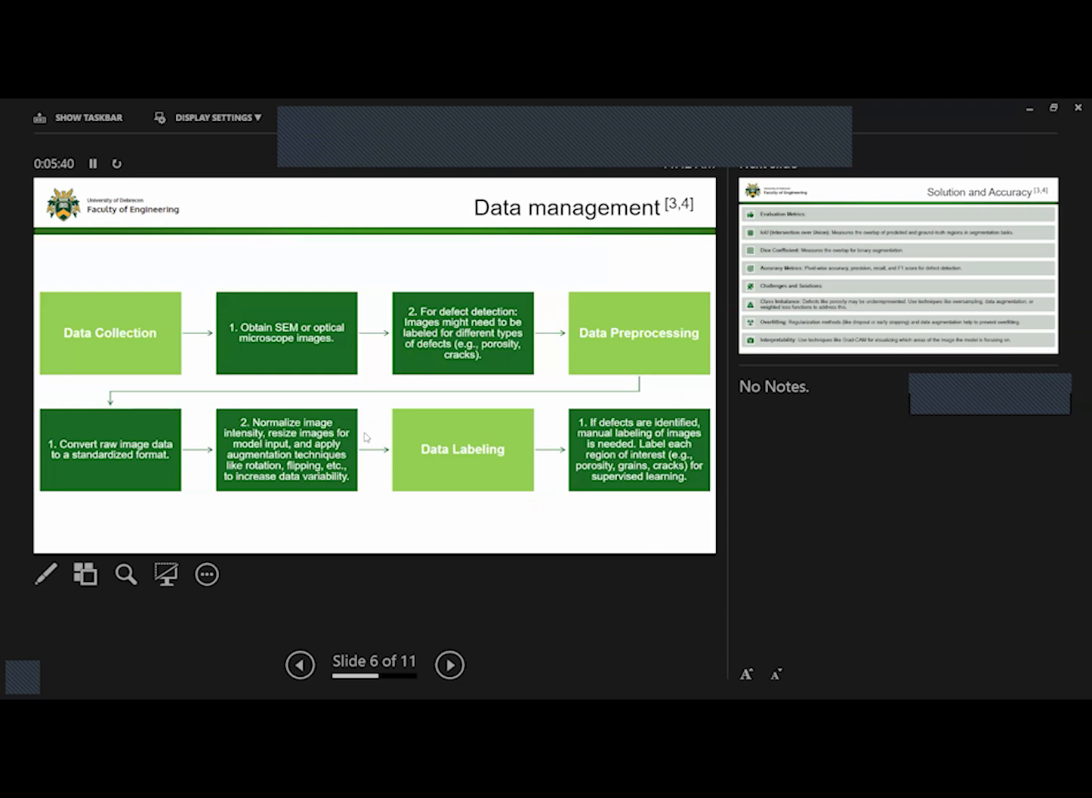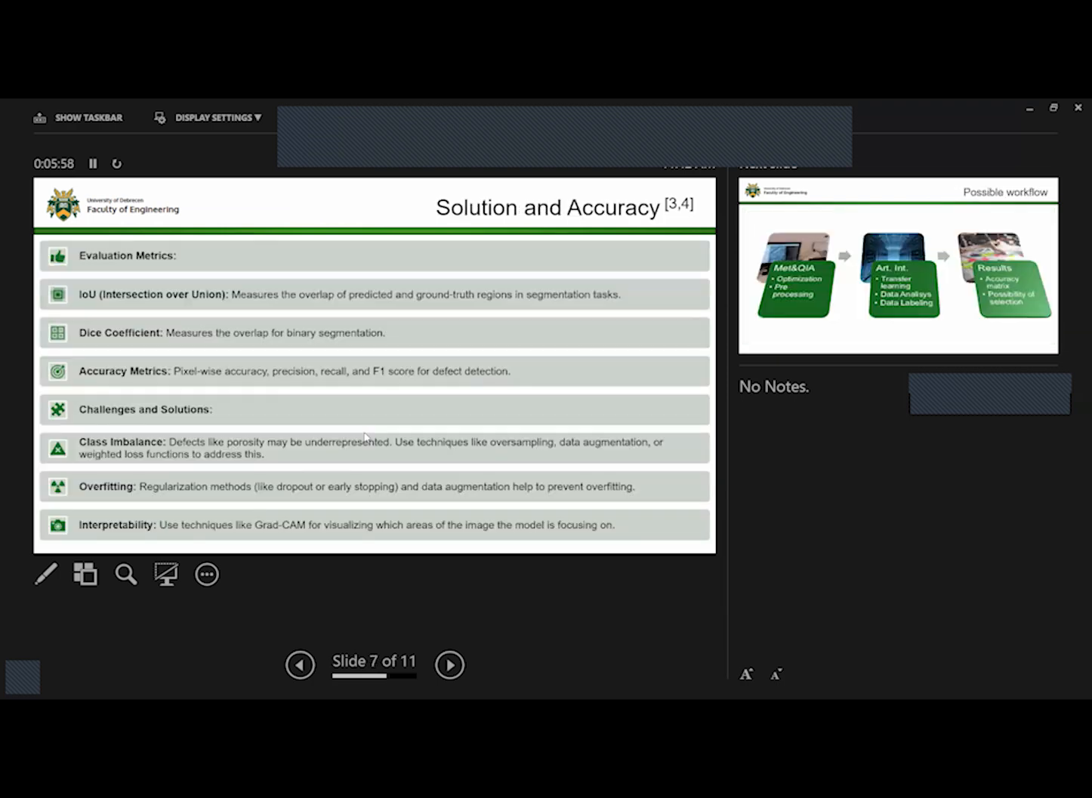And the data management method, basically, we have the data collection now, obtain the microscope images for defect detection. We need to pre-process them, then the data processing and the data labeling. That will be the last step. And then how can we increase the solution accuracy? Basically, we can use the IoU method, intersection over union, the Dice coefficient, accuracy metrics. And there are a lot of challenges in this problem, just like the class imbalance, overfitting, and interpretability. That's a long word for me.